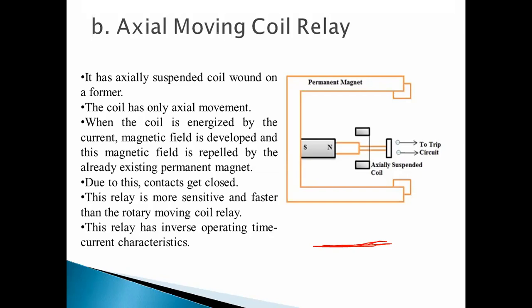Means like this, axial movement is there, and there was rotary movement. So in between these two magnets, there was a rotary movement, and here it is the axial movement.